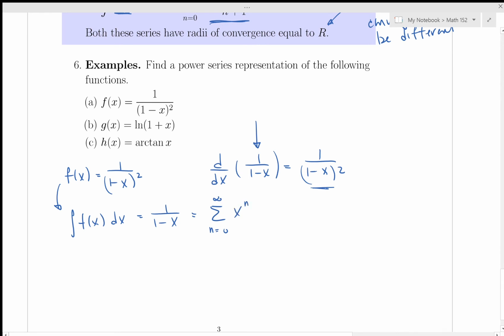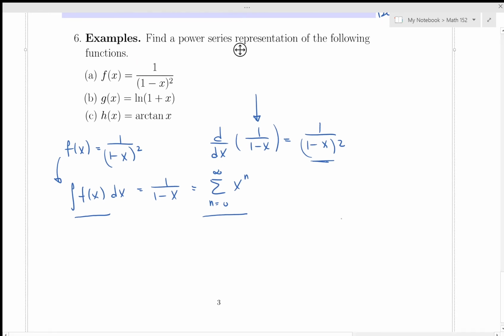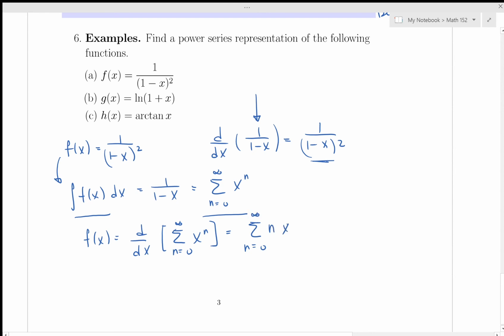So therefore, if I take the derivative of this and the derivative of this, I will find here that f of x is the derivative with respect to x of, so I'm taking the derivative on both sides of this infinite series here, x to the n, and that is equal to the sum from n equals 0 to infinity of n times x to the n minus 1. Then we started with that geometric series.